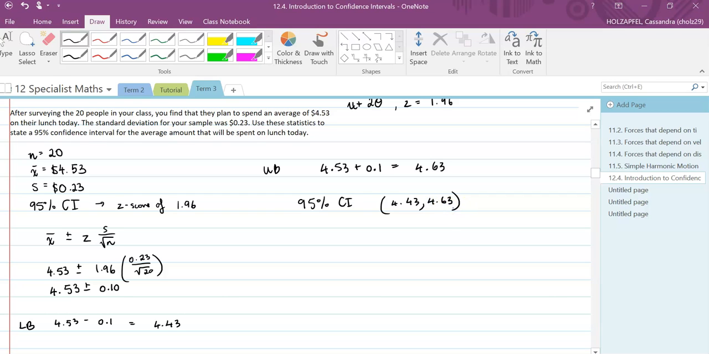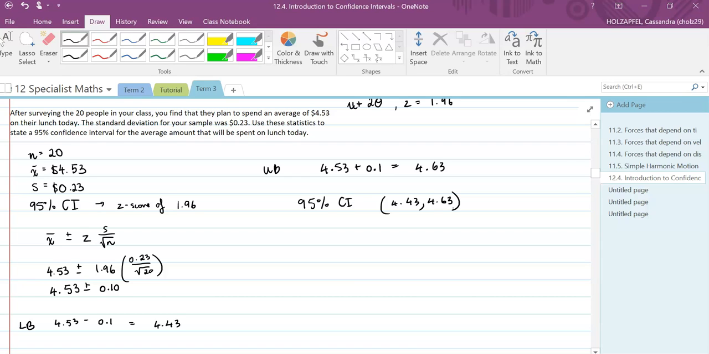What this means is if I was to sample my classmates, picking out 20 classmates and doing a random sample each time, there'd be a 95% chance that the mean would fall between 4.43 and 4.63. This would be close to our mean of 4.53, and so we could say with 95% confidence that our mean is going to lie within that range.